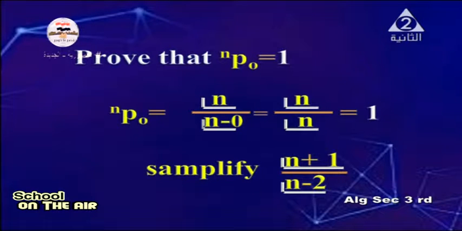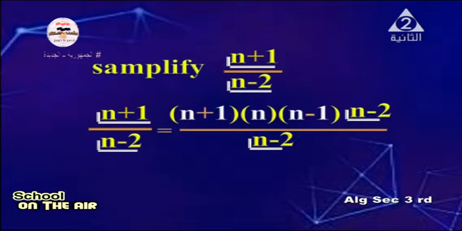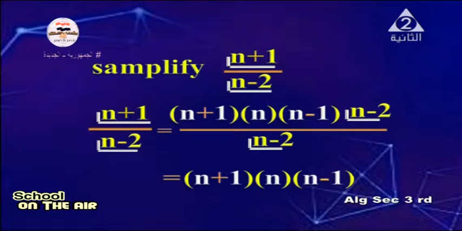Excellent student, factorial n plus 1. Why? Because factorial n plus 1 equals n plus 1 times n times n minus 1 times factorial n minus 2. Look at, simplify. In the numerator, factorial n plus 1 equals n plus 1 times n times n minus 1 times factorial n minus 2, and the denominator is factorial n minus 2. We simplify factorial n minus 2 up and down. Therefore, factorial n plus 1 over factorial n minus 2 equals n plus 1 times n times n minus 1.